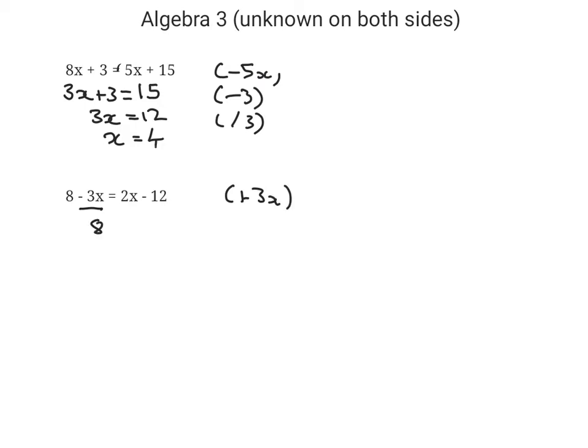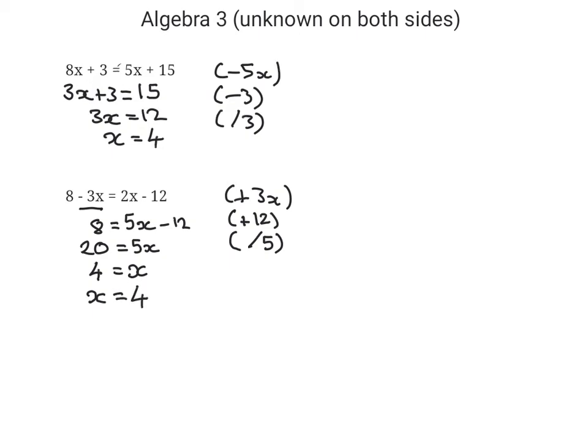So that leaves me with 8 on the left hand side, and then 2x plus 3x is 5x, and then the minus 12. So we want to get rid of the minus 12 by adding 12, so that's going to give me 20 equals 5x, and then we want to get rid of the multiplying by 5 by dividing by 5 to give me 4 equals x. But when we're solving an equation, the unknown must come first, so our answer is x equals 4.